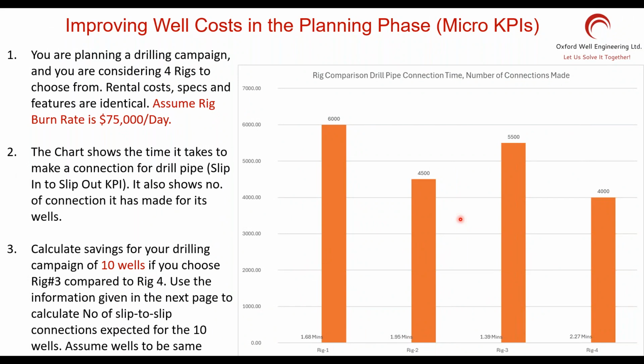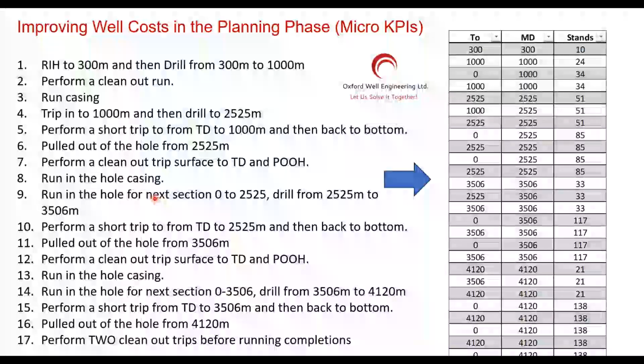And 1.39 minutes and 2.27 minutes show how much time it takes them to make one connection when they are drilling and tripping. So this is the chart for the rig. You call the rig and say, give me your connection time, rig number 3 and rig number 4, so I can do my analysis. Just by doing this analysis, you can actually come out and go to your drilling program.